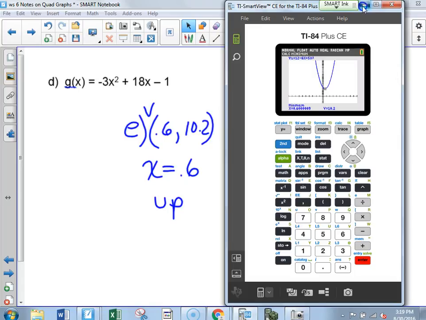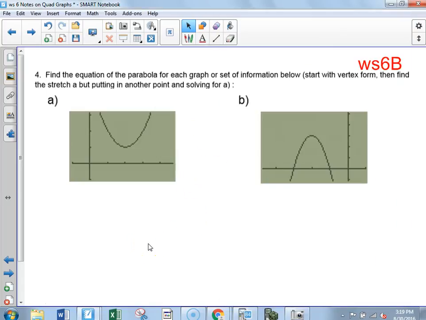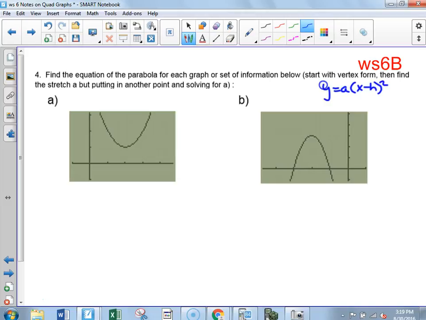We only have 11 minutes left and we have a whole side of the worksheet. Here we go. Number 4, part 4, these are all the same, so if we do 2 or 3 of them, we'll be good. We don't have to do all of them. All right, it says to start with vertex form, which is y equals a times x minus h quantity squared plus k.